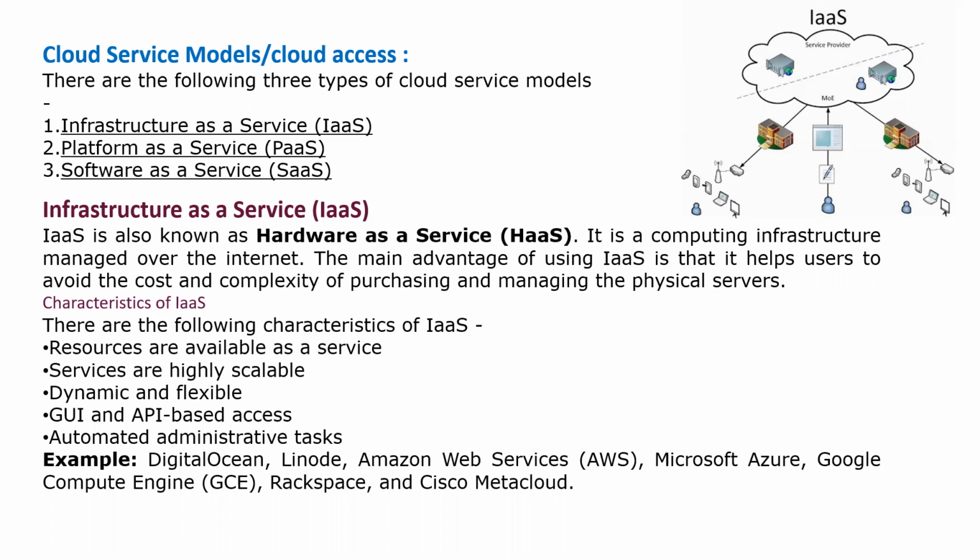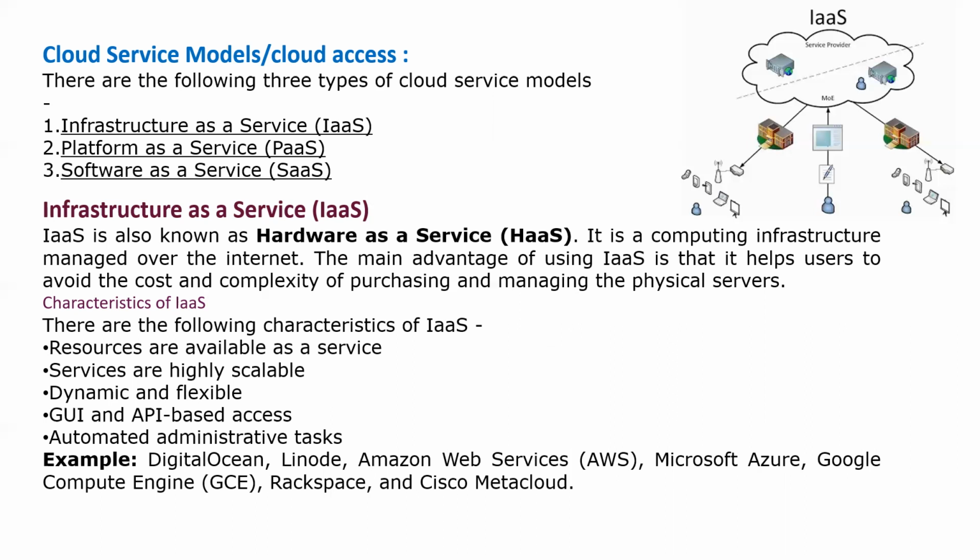As you can see here, there are three types of cloud service models: IaaS, PaaS, and SaaS. Infrastructure as a service, platform as a service, software as a service. From these three things, you can easily make out that cloud is providing infrastructure, cloud is providing platform, cloud is also providing software. So various kinds of resources you can get from cloud.